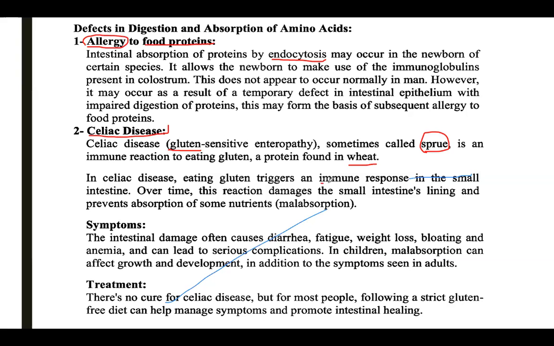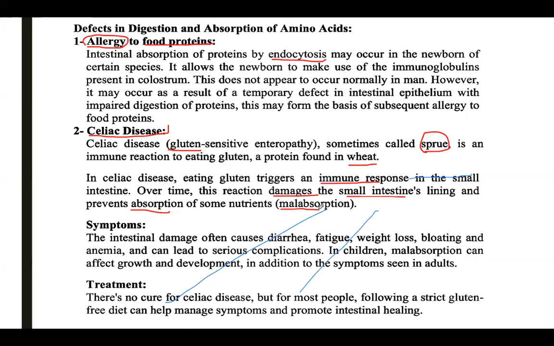The immune response to gluten in the small intestine damages the intestinal wall and impairs the ability of the intestine for absorption, and this leads to malabsorption. Damaging of the intestinal wall is the result of allergic and immune reaction to gluten. Gluten is a protein in wheat, and this is abnormal sensitivity to the gluten. This is not normal. This is a disease.